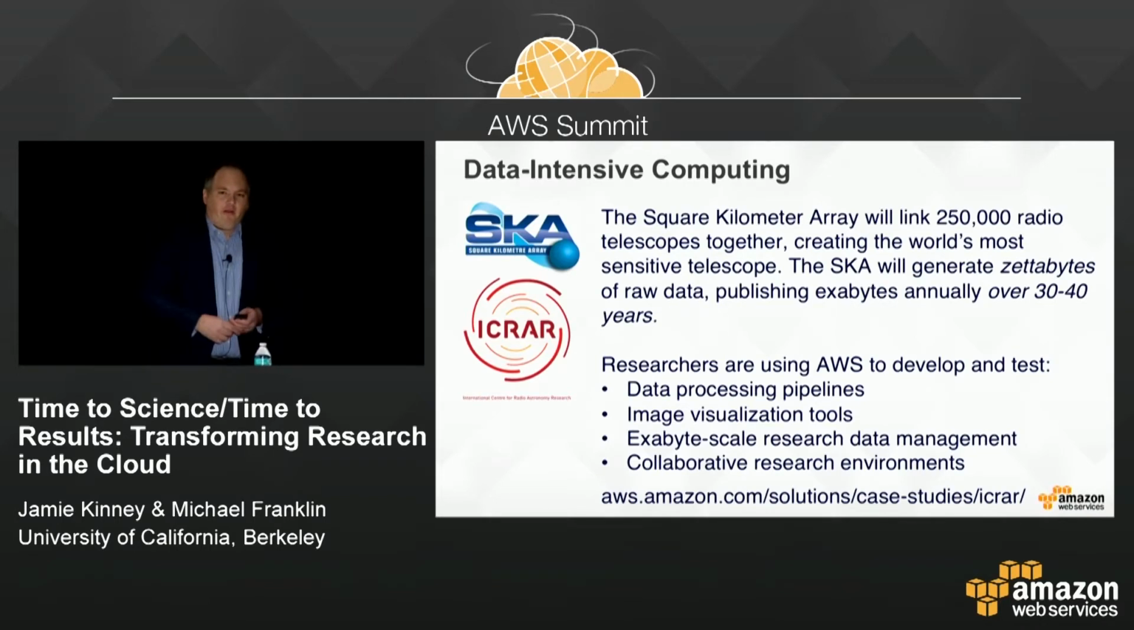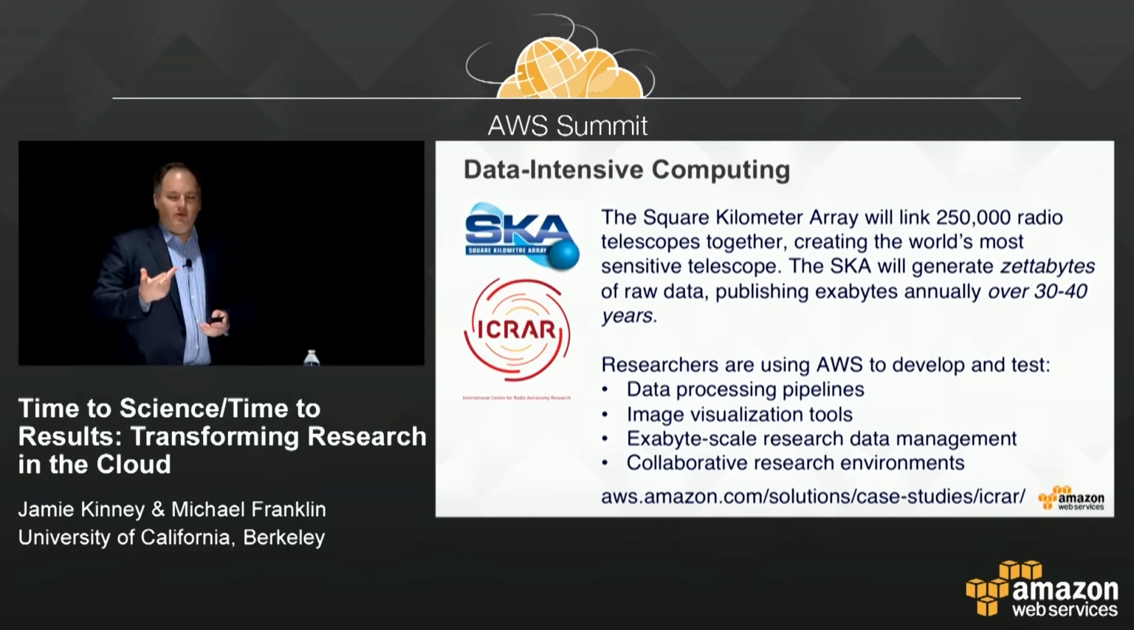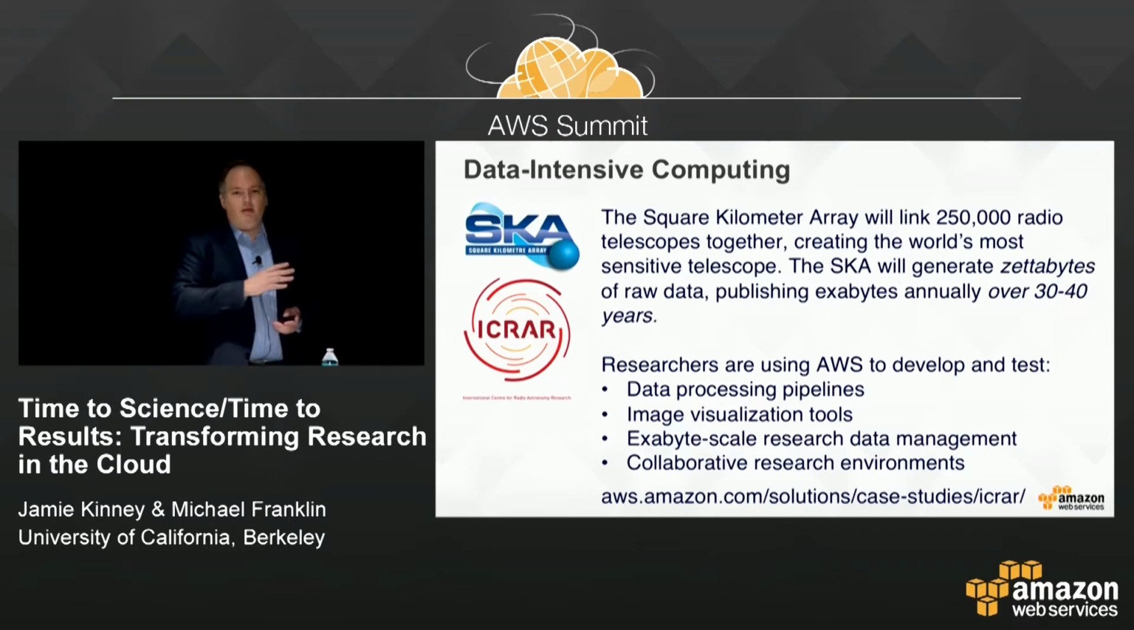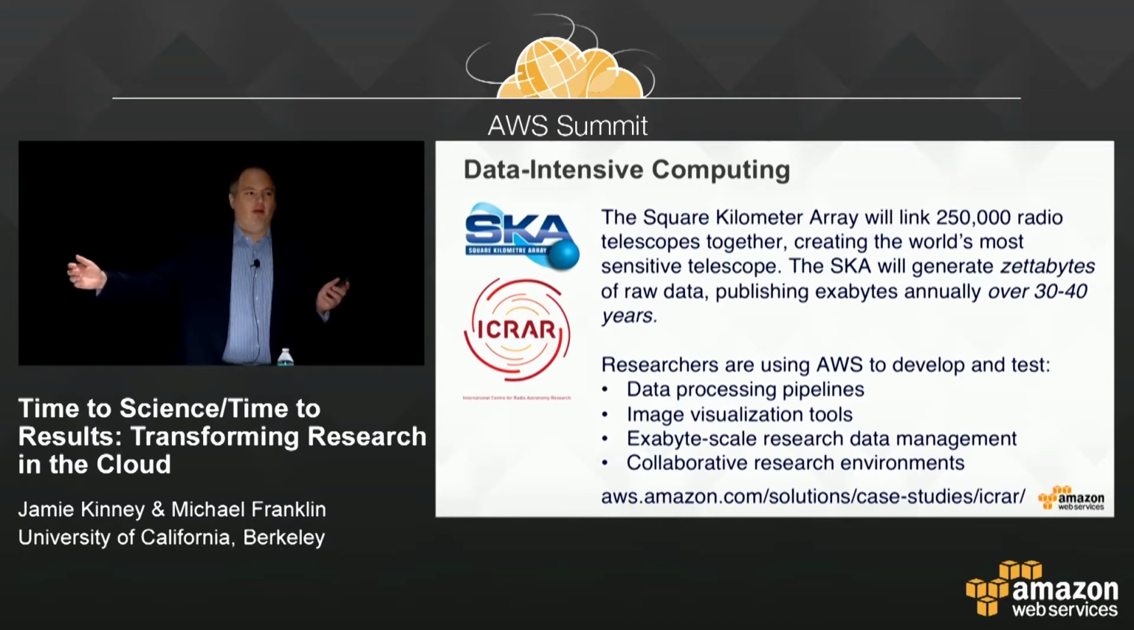Another project that we're very excited about is the Square Kilometer Array. So the SKA is a radio astronomy project. This is the biggest of big data projects that I'm aware of. It has two phases. The first phase will create 2,500 linked radio telescopes across Western Australia and South Africa. The second phase will have 250,000 of these telescopes. The first phase will generate zettabytes of raw data, which will then be reduced to 3 to 5 exabytes annually of data that will then be published to the global astronomy community.